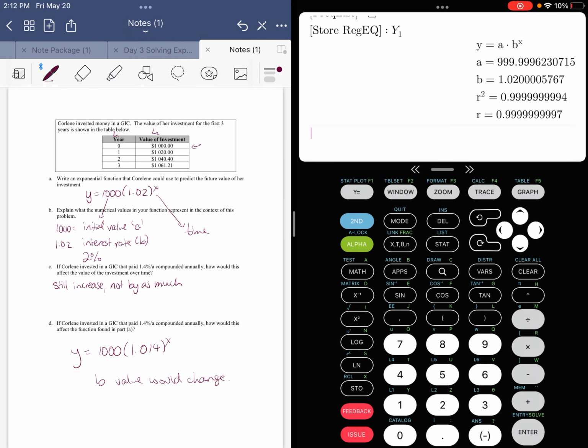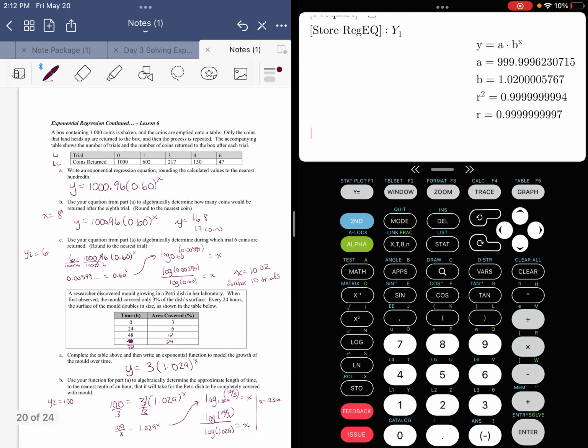Okay, hopefully that helps with the calculator stuff, and we'll do some more examples in class.